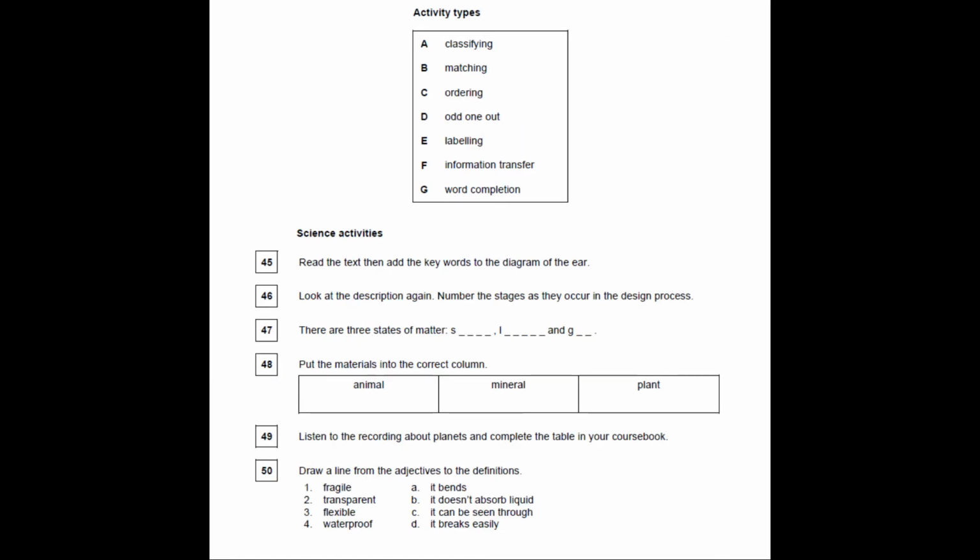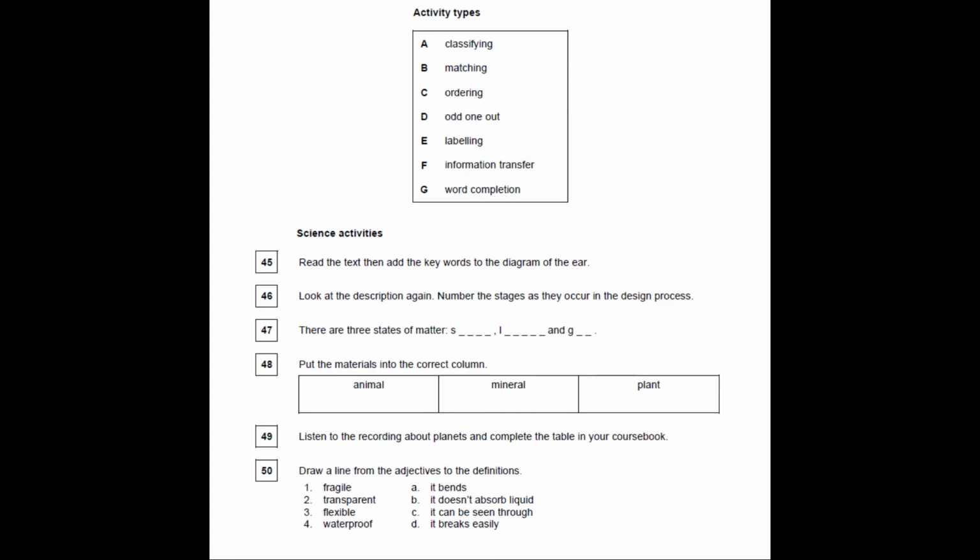In the next group of questions, we're going to classify different science activities according to activity types. Let's look at number 45. Read the text and then add the key words to the diagram of the ear. This is labeling. 46. Look at the description again. Number the stages as they occur in the design process. This is ordering. 47. There are 3 states of matter, S, L, and G.